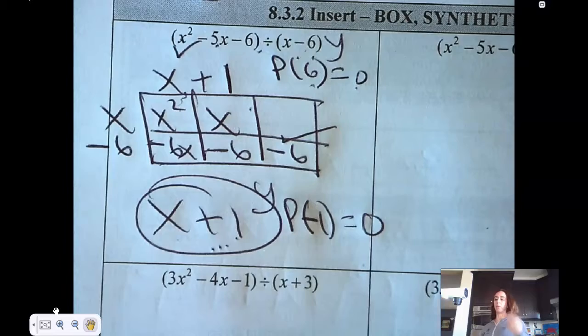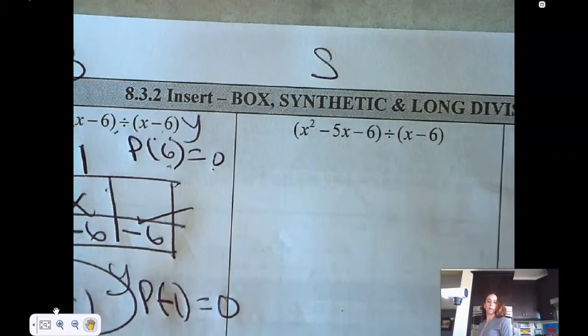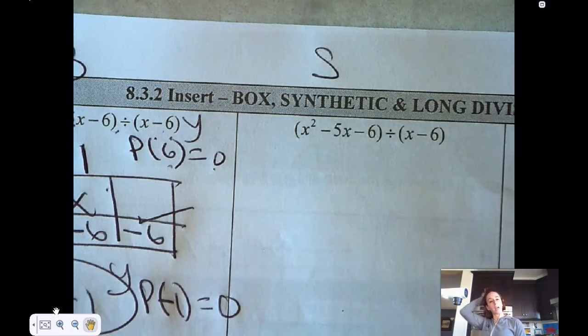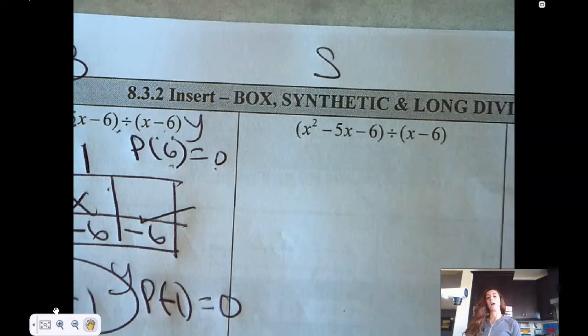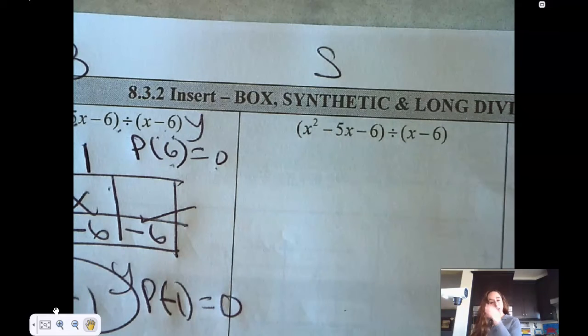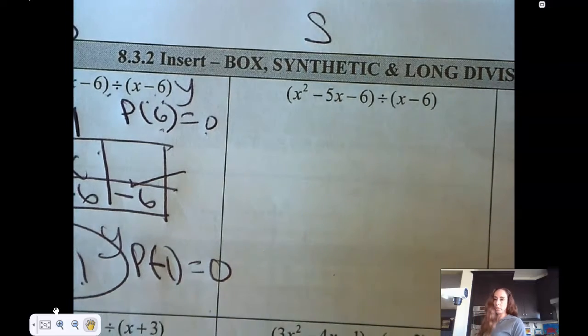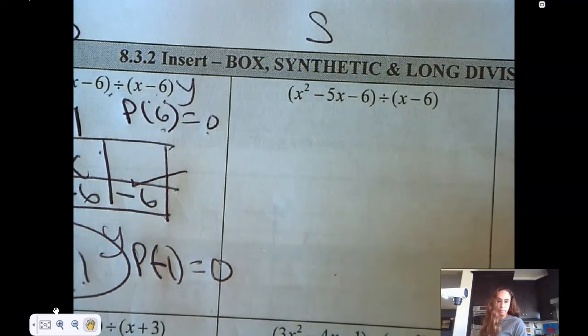Okay, we've done that. We've done the box. Now I'm going to teach you something called synthetic. Synthetic means fake, okay? It's a different way to do it. I actually like this way the best. I will require you to do all 3. Actually 4, because there's synthetic substitution. That's not on here. So we'll start with synthetic. Once we get the game for synthetic, we'll say hello to long division, okay?